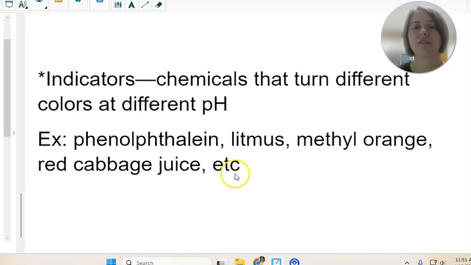And yes, we have used phenolphthalein. We put some drops in it, and then it turns pink when it is basic, and it's clear when it's acidic. And we have done experiments with that.